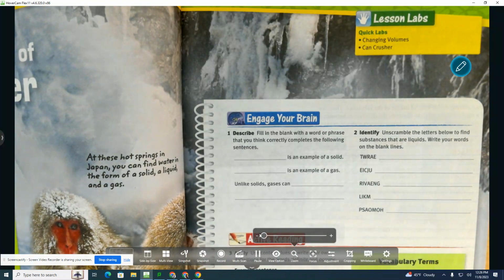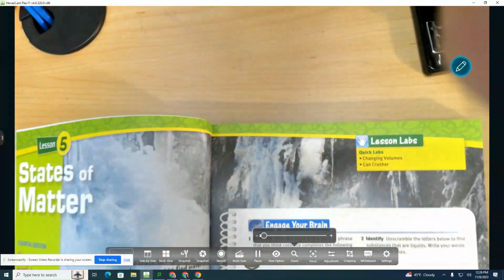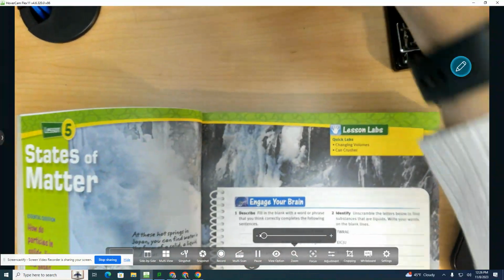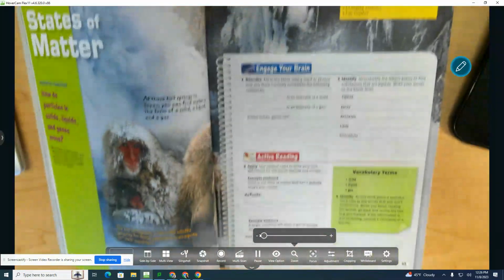All right, I'm going to try to adjust this camera and see if I can get it to zoom out even more. There we go. That's a little better. All right.